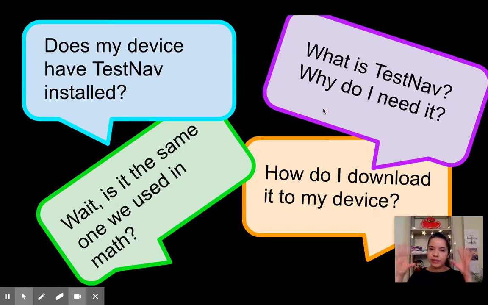Okay, we might have all these questions, and that's okay. It's the same test that you did in math class, the same app, the TestNav app. The kind of test you're doing now is reading. We're going to be reading some passages and then answering some questions about them. You do need that TestNav app, and again, I will post a few instructions on how to do that if you did not get to install it already.